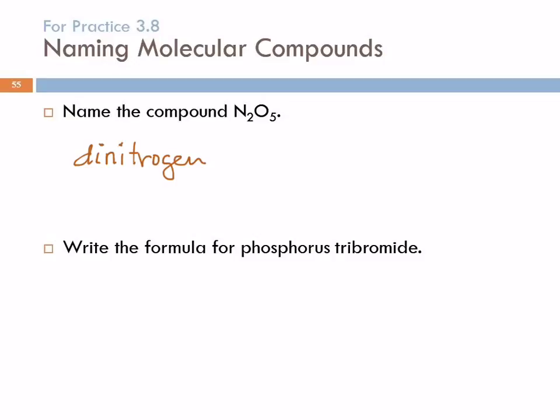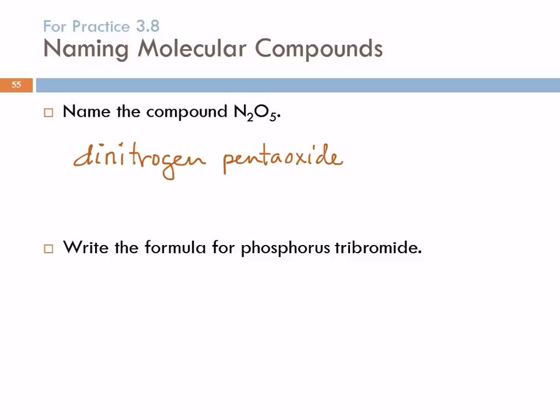And then the second element is oxygen. We change the ending of its name to oxide. And how many oxygens are there? 5. What's the prefix for 5? Penta. So we might write pentaoxide.